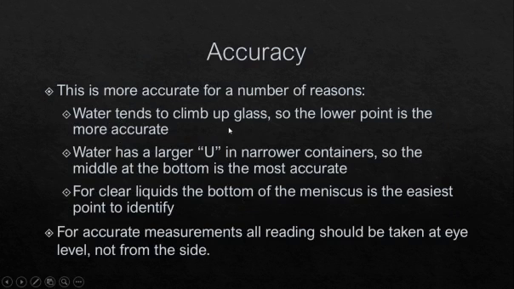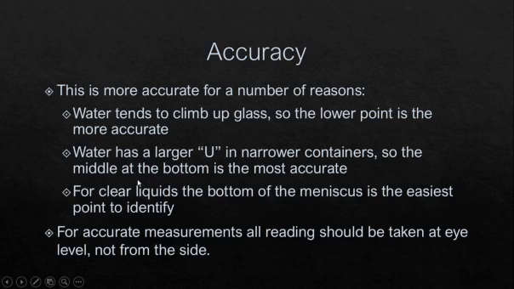Water gives that U shape because water tends to climb up the glass. So the lower point is more accurate. The lower point is where it is, and then the side is where it climbed up to. Water has a larger U in narrower containers. So the middle at the bottom is the most accurate, because that's going to move the least. If you have a very wide container, you'll have a smaller U, so the top of the meniscus will be lower down. Whereas if you have a very narrow container, then the U will climb up higher.